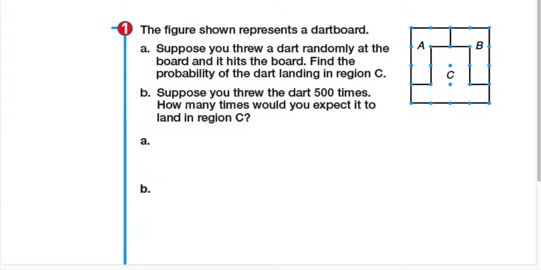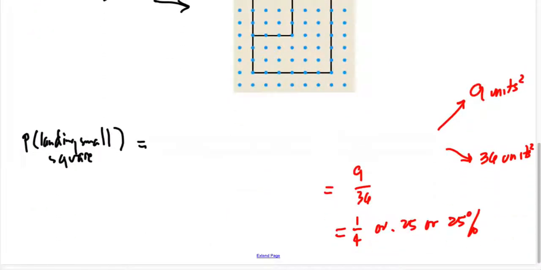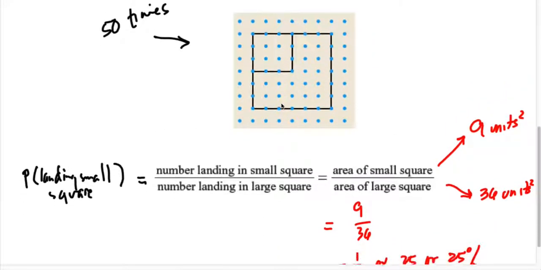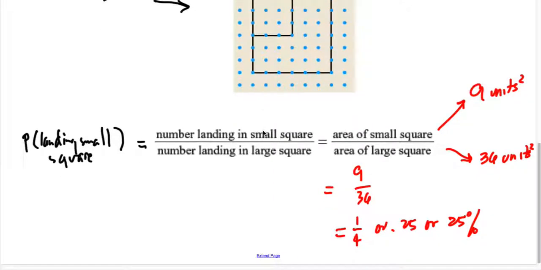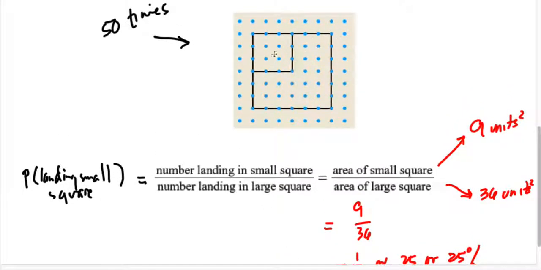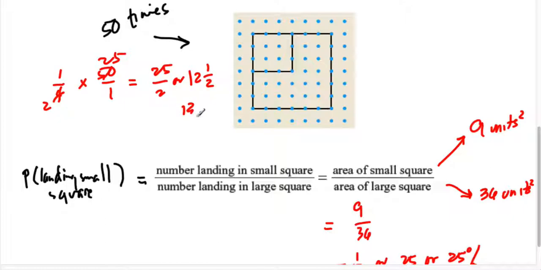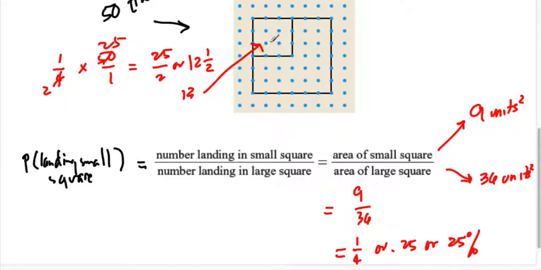Sorry, let me go back to that problem about our square right here. I forgot to mention, if the beanbag was thrown 50 times and the probability is 1/4, how many times will it land on that small square? All you need to do is get your probability, which is 1/4, and multiply by 50 over 1. You end up with 25 over 2, or 12 and a half, or roughly 13 beanbags will drop into that small square. So if you threw the beanbag 50 times, roughly 13 of the beanbags will fall into that small square. That's what I forgot to answer.